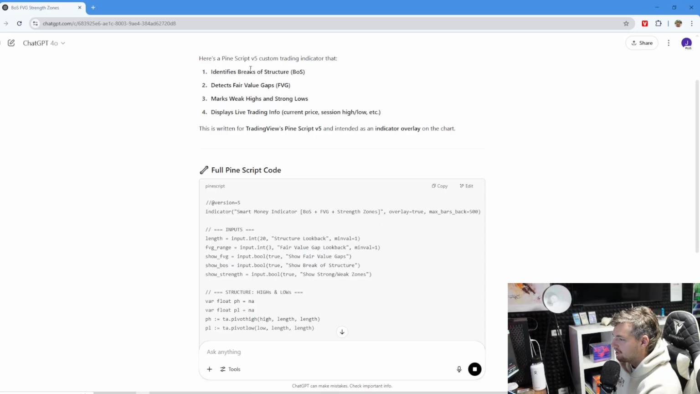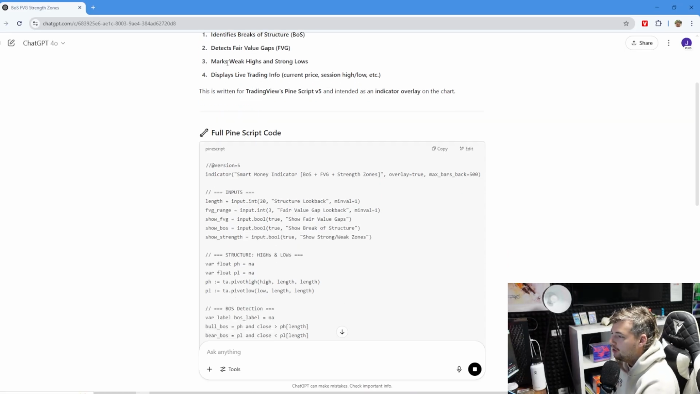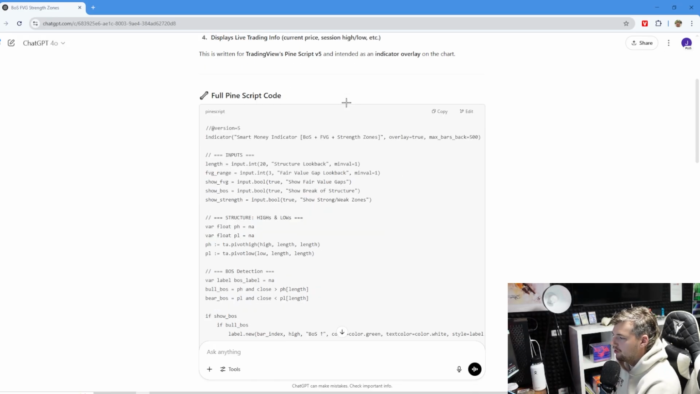It basically gives us a full Pine Script that shows us breaks of structure and fair value gaps. We have weak highs and strong lows, so we can basically see if it is going to swing or if it's going to fall through the lows and create brand new highs, different things like that. And we want it to use live trading information. We don't want it to use historic data, because if it's using data from three months ago, that's not going to be relevant today unless we are talking about all-time highs and things like that.